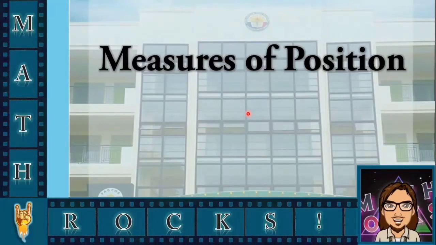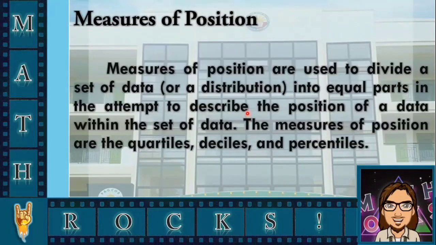Measures of position. And what about these measures of position? The measures of position are actually used to divide a set of data or a distribution into equal parts in the attempt to describe the position of a certain data within that set of data. So the measures of position are the quartiles, deciles, and percentiles.